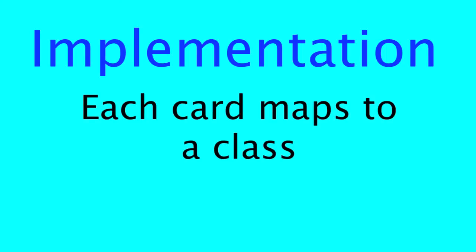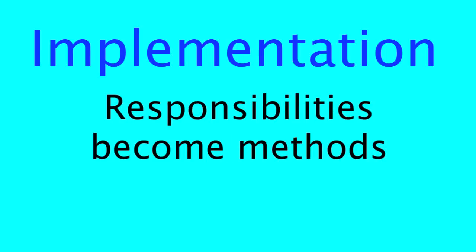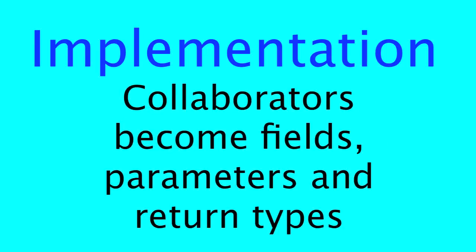And this is where the first steps in implementation become relatively simple. We've been working with cards to represent the entities in the system, and each can now be mapped fairly readily to individual classes in source code. The responsibilities become methods that often constitute the public interface of a class, and collaborators will ultimately become fields, parameters, and return types within the class.